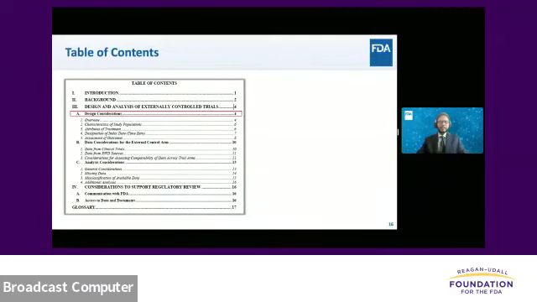Section three of this guidance talks about the design and analysis of externally controlled trials. I'll go over the design considerations, and my colleague, Dr. Mishra Kalyani, will discuss data and analysis considerations. Next, please.